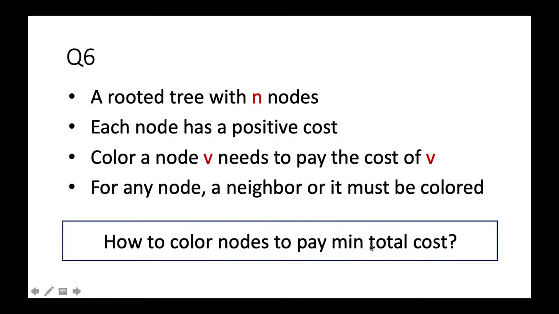So we want to color the nodes. Color means setting up a store. Here, two stores could be adjacent to each other. That's also okay. We don't have any restriction about whether I can open a store next to another one. It's perfectly okay. The only requirement here is that we need every building to be served.